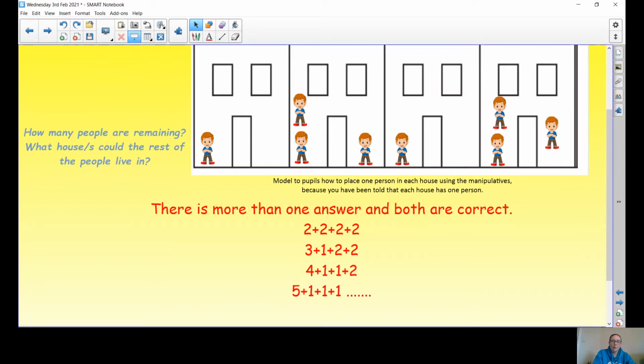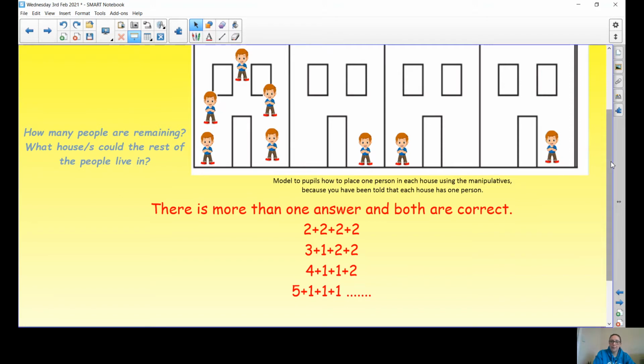Now I've come up with lots of ideas here. There's more than one answer and they're all correct. So we did at the beginning 2, add 2, add 2, add 2. So there's 8 people. Or I could do 3, add 1, add 2 and 2. There's still 8 people. Or I could do 4, add 1, add 1, add 2. Or maybe 5, add 1, add 1, add 1.